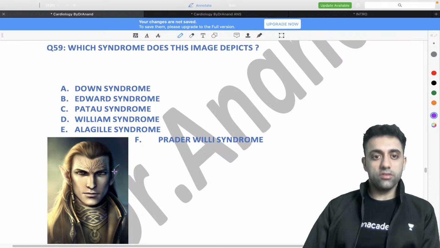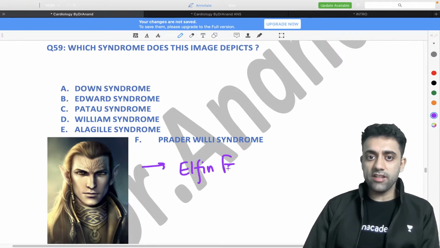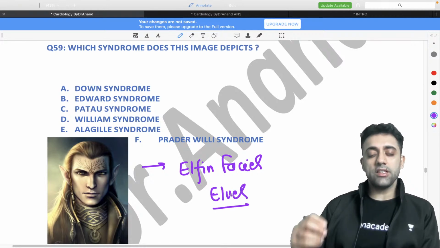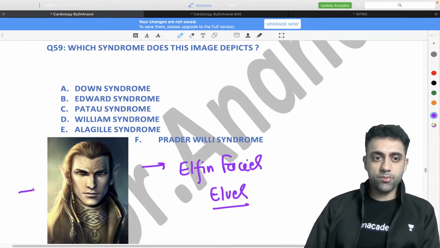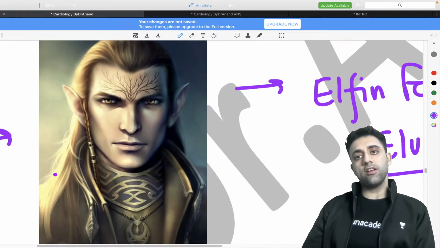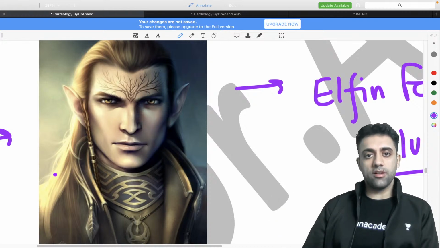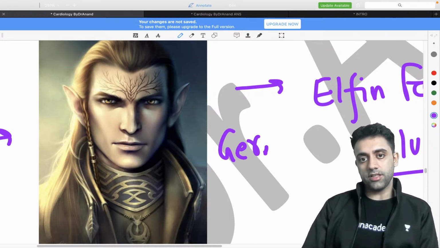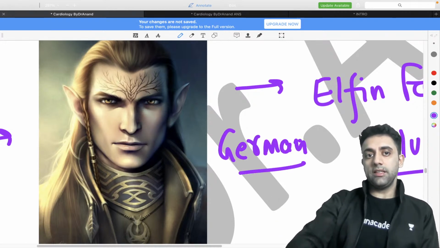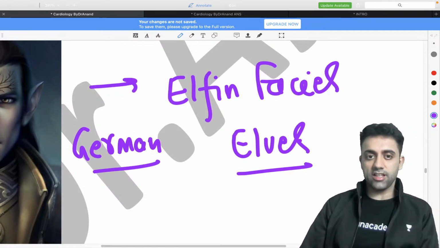Very good. So this is nothing but elfin faces. Yes or no? Elfin faces, or some books say elves. In German mythology, this creature is worshipped as a supernatural being, and this is known as elfin faces, nothing but elves.